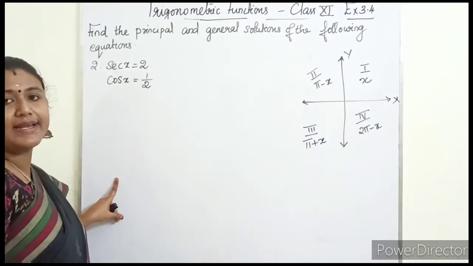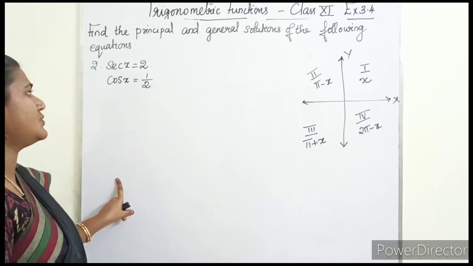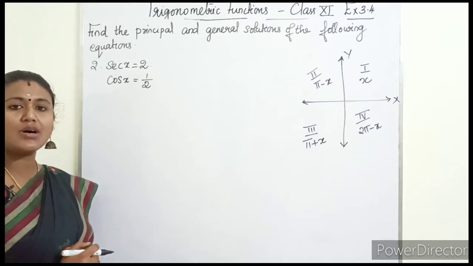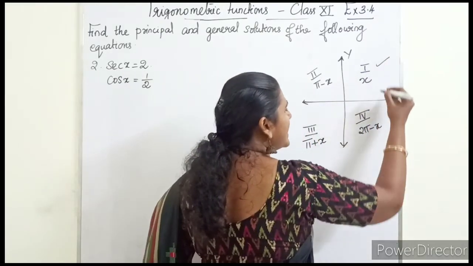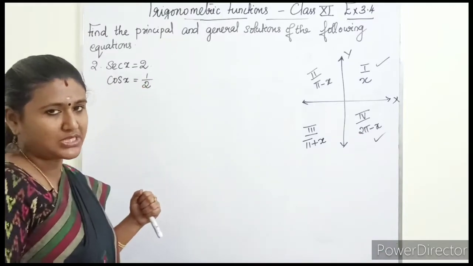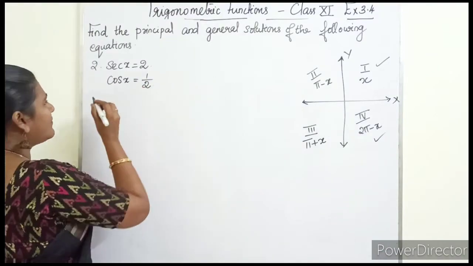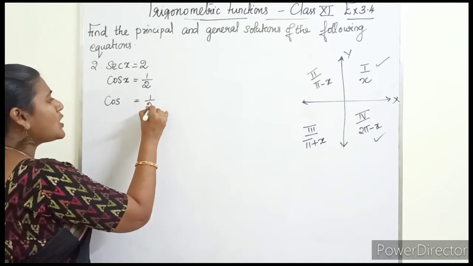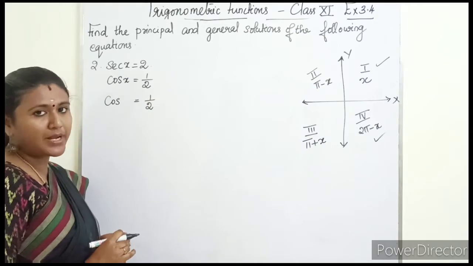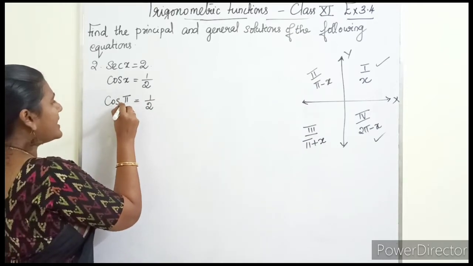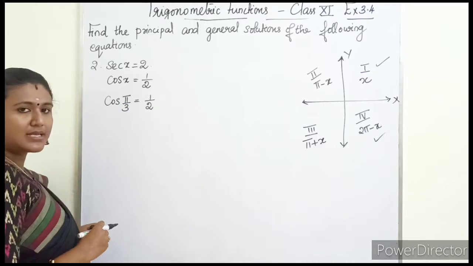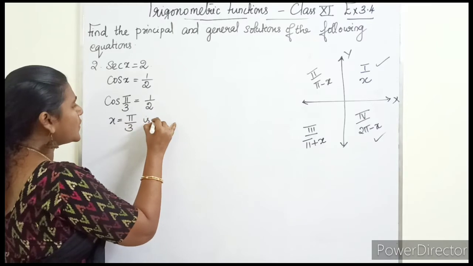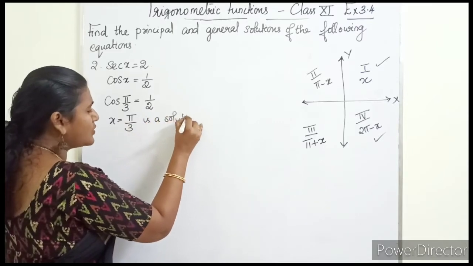Now we are going to find the principal solution and the general solution. Here cos is positive. In which quadrants is the cos value positive? In the first and the fourth quadrant cos is positive. Now we will find the angle in the first quadrant. For which angle is the cos value 1 by 2? Cos 60 degrees is equal to 1 by 2. 60 degrees we can write as pi by 3. So cos pi by 3 is equal to 1 by 2, and x is equal to pi by 3 is a solution. This is one of the principal solutions.